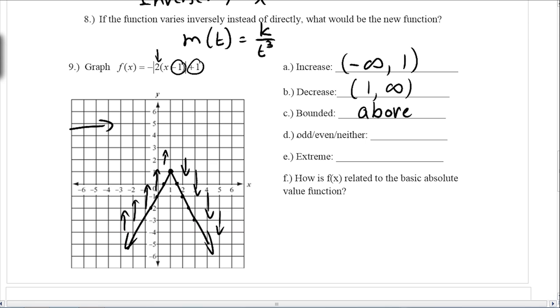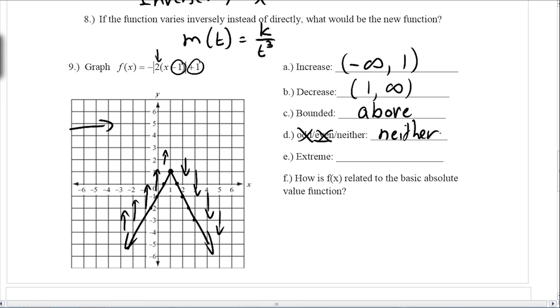Odd, even, or neither. Even means that it reflects over the y-axis. Does it reflect? No, because if it was 1 unit to the left, then it would reflect. But since it doesn't, it's not even. Odd: is it a rotation around the origin of 180 degrees? No. So it's not even and not odd. So it's going to be neither.